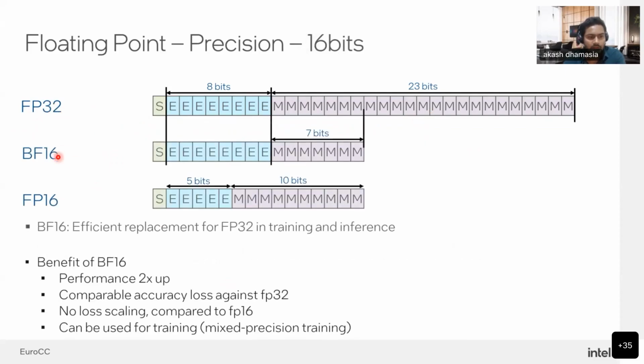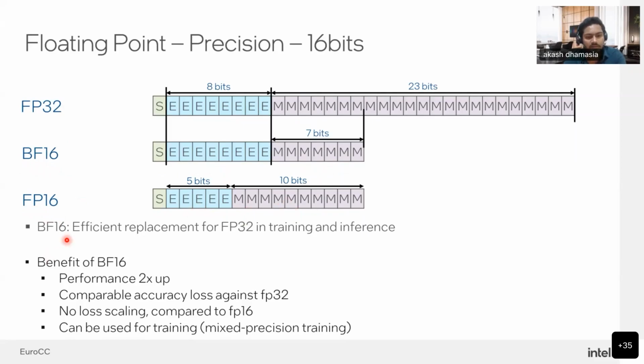We have another data type, which is bfloat16. It uses one sign bit, 8 exponent bits, and 7 bits for mantissa. And there is another, FP16, which is floating point 16. It uses one sign bit, 5 bits for exponent and 10 bits for mantissa.